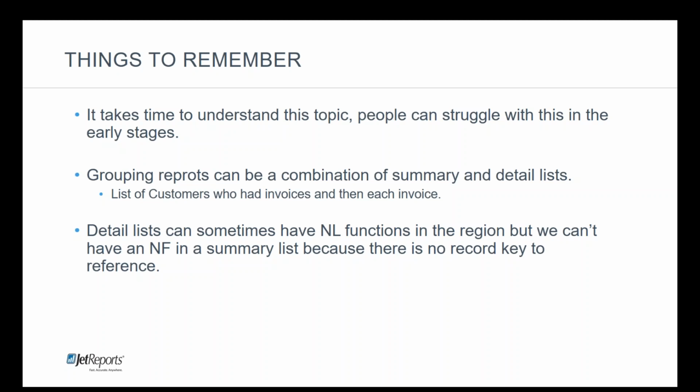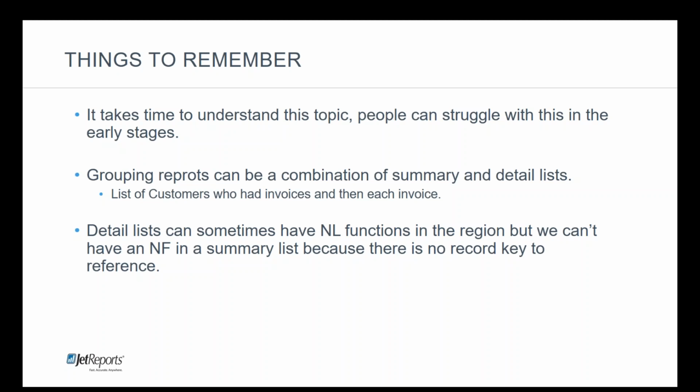Right? Another thing we can think about is when you take your reports to the next level and start building grouping reports, you might have a combination of both summary lists and detail lists. So as an example, I need a list of customers, and for each customer, I need to see the invoices. Right? That would be a summary list, show me all the customers who had an invoice, and then for each customer, show me the individual invoices. Summary list with a detail list as its secondary grouping. So we might mix and match them in one report.